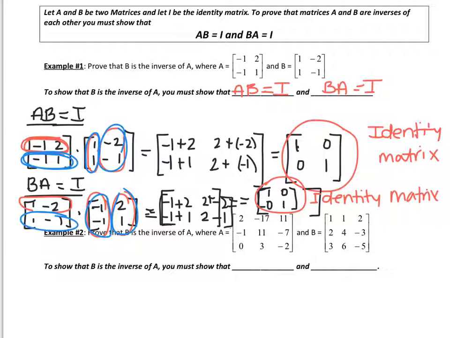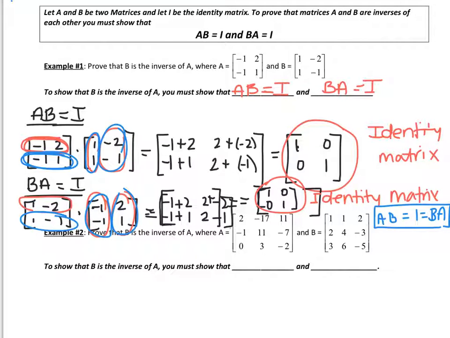So we can definitely say that B is the inverse of A. And the proper way to write the answer is that A times B equals I, which equals B times A. So both of them equal the identity matrix. So therefore, A and B are inverses of each other.